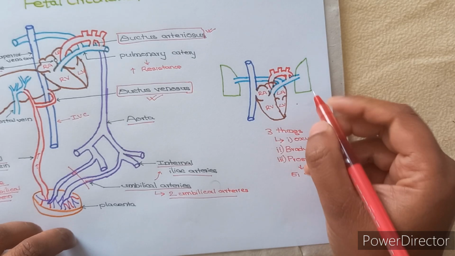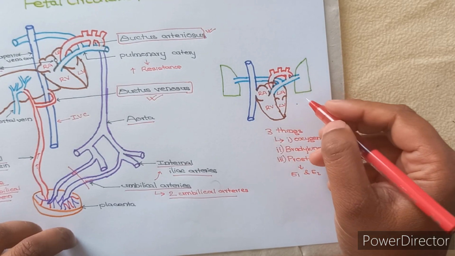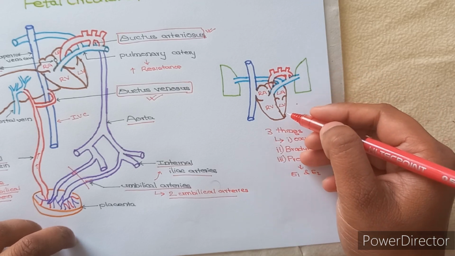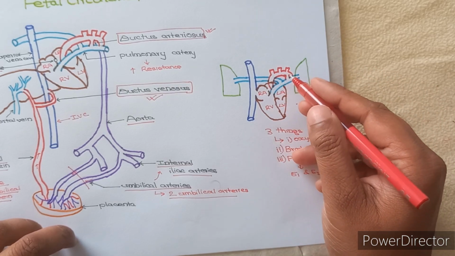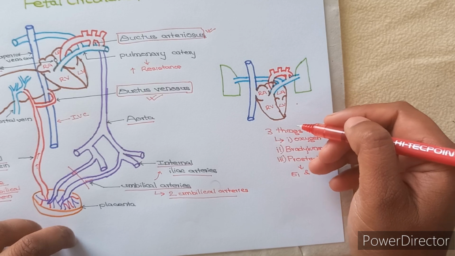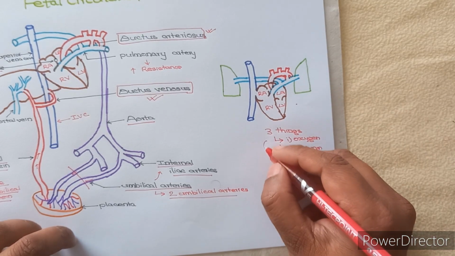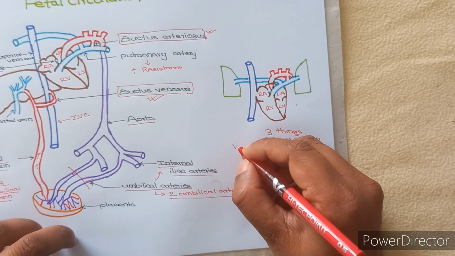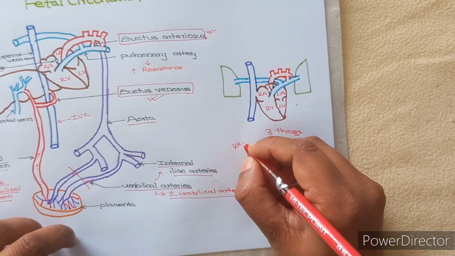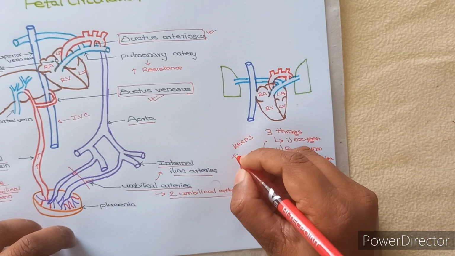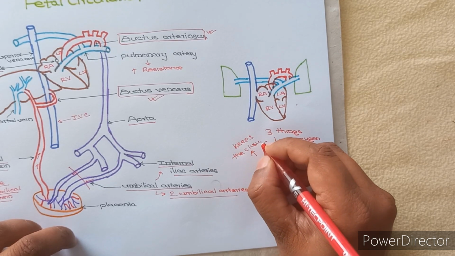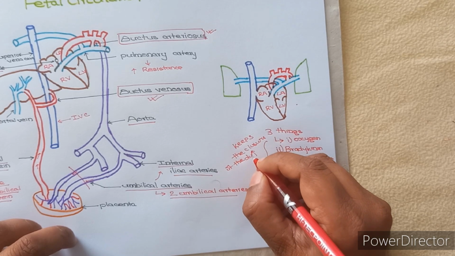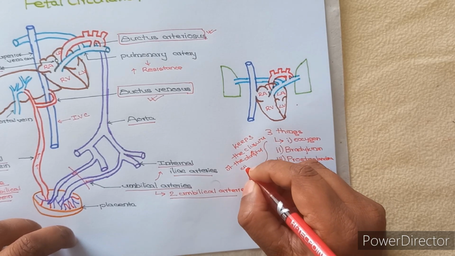This prostaglandin keeps the ductus arteriosus open, but once the lung is expanded and the oxygenated blood is coming to the left heart, then the prostaglandin levels decrease, and all these three things help to keep the closure of the ductus arteriosus.